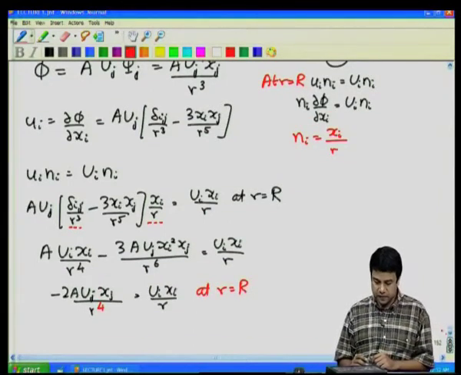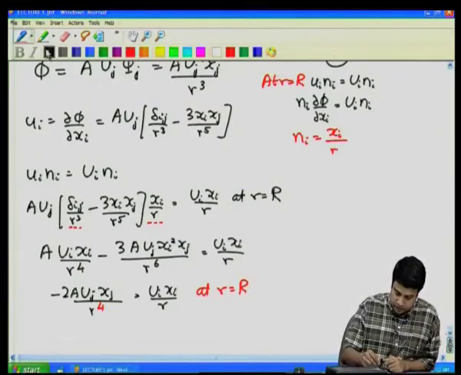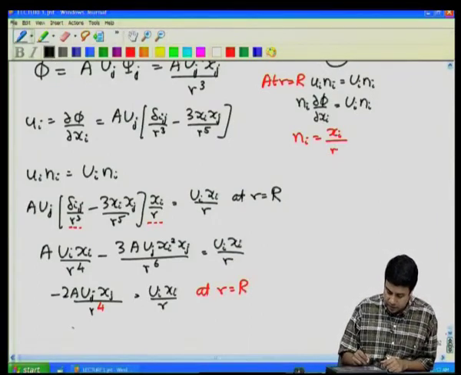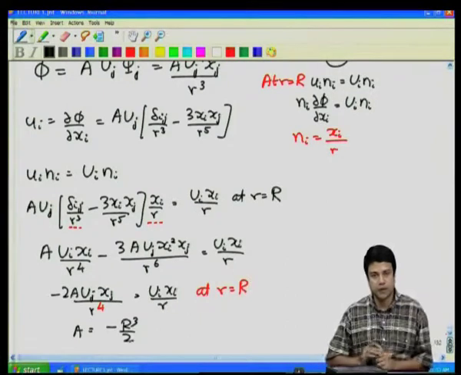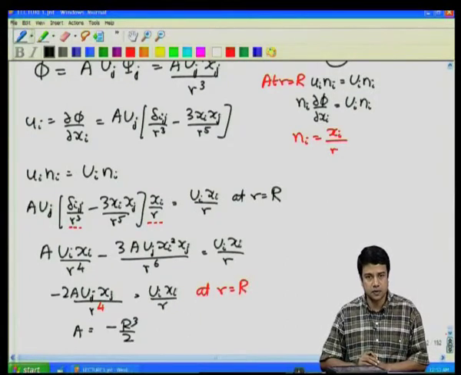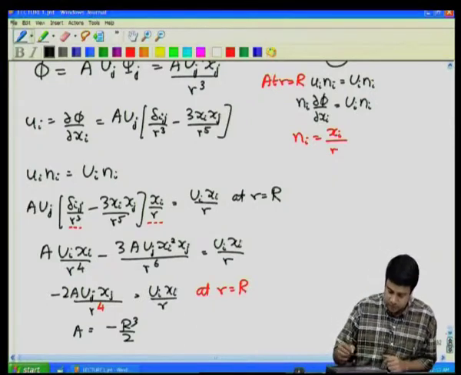Okay, so this gives me the value of A. Therefore, if this is true at r is equal to capital R, that means that A is equal to minus R cubed by 2. So that gives me the constant. The zero normal velocity boundary condition gives me the constant A in the expression for the potential here.